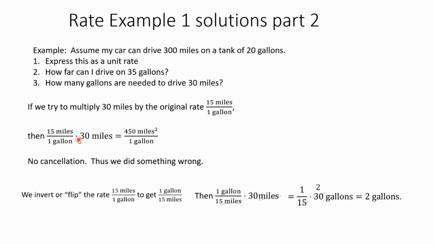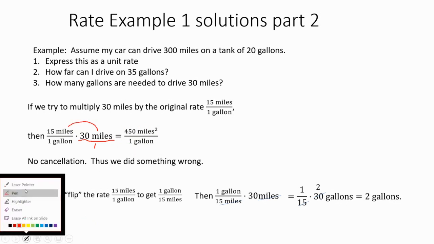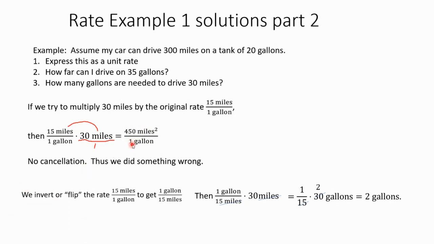But if we were to multiply, there's not going to be cancellation. Because again, the 30 miles and miles are both in the numerators. So you're going to end up with this. There's no cancellation here. This is in the numerator. This is in the numerator. So you're not canceling, you're multiplying them together. We're not canceling, so something went wrong. We don't want our answer to have gallons and miles squared. We want our answer to only have miles.